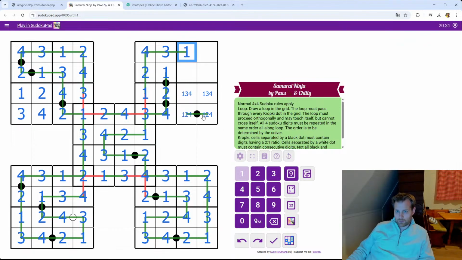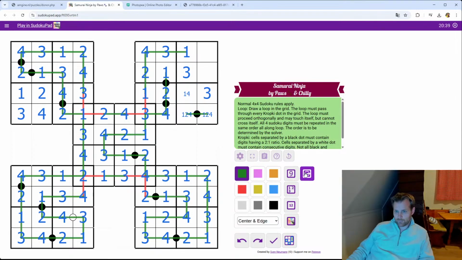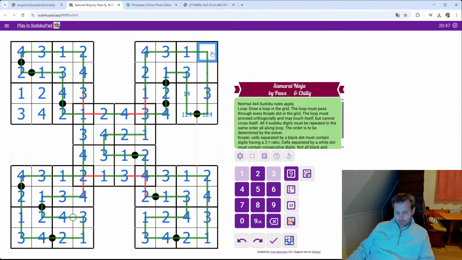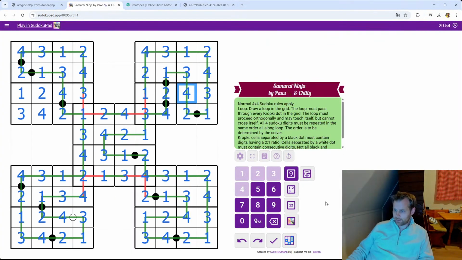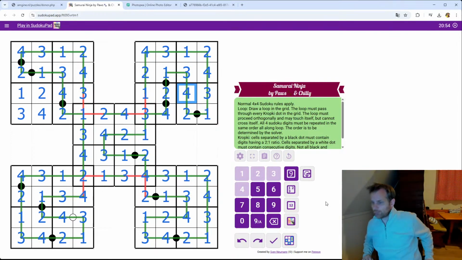And then this one here must be a 3. So that is a 3, that is not a 3. Then I think it's going to do like this. 3, 1, 2, 4, 3, 1, 2, and 4. Yes. Very nice. Thank you, Paul.